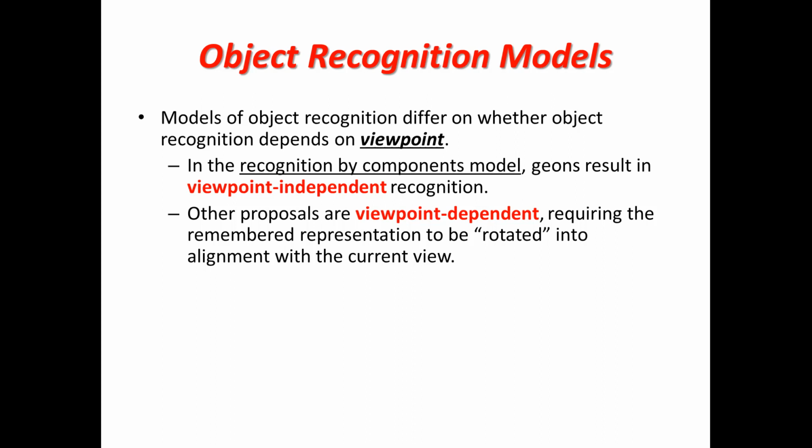In the recognition by components model, for example, we see a viewpoint-independent recognition. This model proposes that as long as we can perceive the geometric icons of a particular object, we should be able to recognize it, regardless of viewpoint. Other proposals are much more viewpoint-dependent and require remembered representations to be rotated into alignment with the current view to be able to recognize that object appropriately.